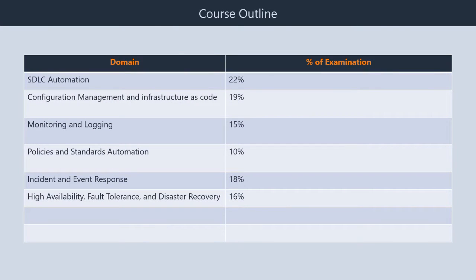Exam detailed course outline. First, SDLC automation, which comprises 22% weightage for this exam. Second, configuration management and infrastructure as code, which comprises 19% weightage for this exam. Third, monitoring and logging, which comprises 15% weightage. Fourth, policies and standards automation, which comprises 10% weightage. Fifth, incident and event response, which comprises 18% weightage. Sixth, high availability, fault tolerance, and disaster recovery, which comprises 16% weightage for this exam.